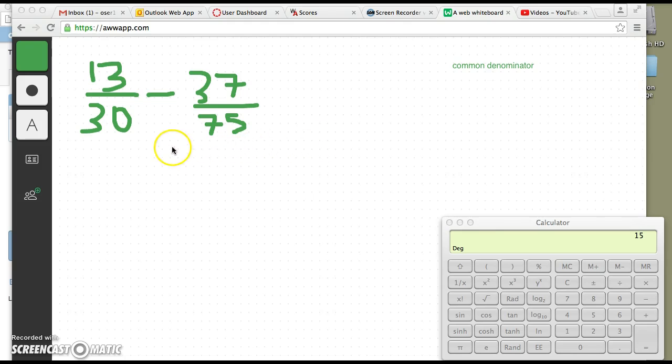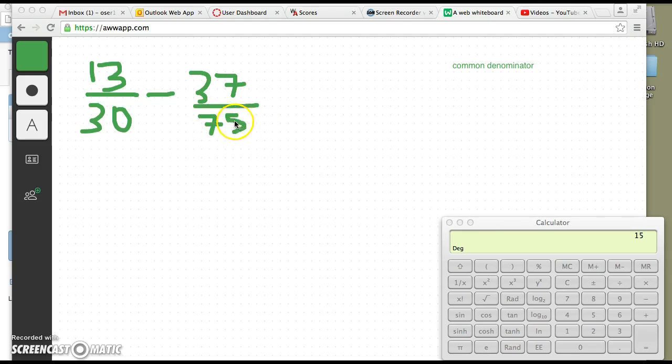Well, basically what we're going to do is we're going to take all of the denominators in our addition or subtraction. In this case, there are only two of them. And we want to find the LCM, the least common multiple of these two values. All right, so remember that if you're trying to find a least common multiple, you pick the largest of the numbers. In our case, it's 75.